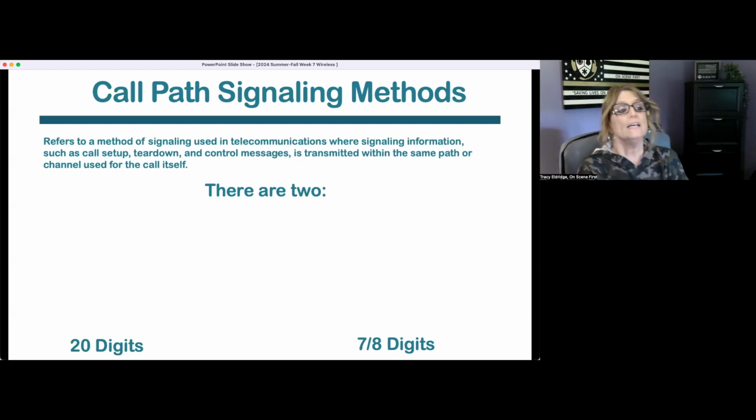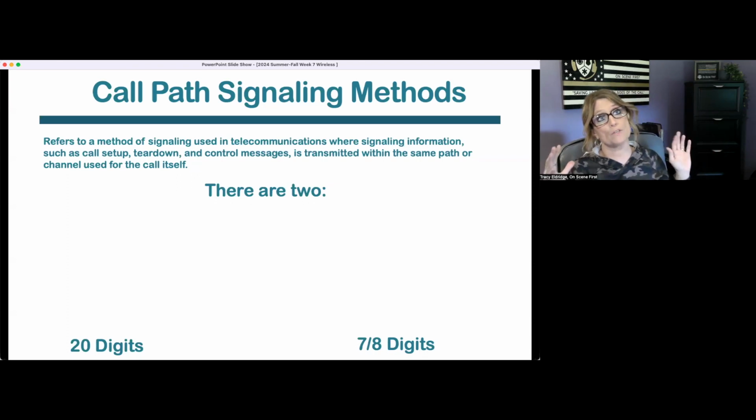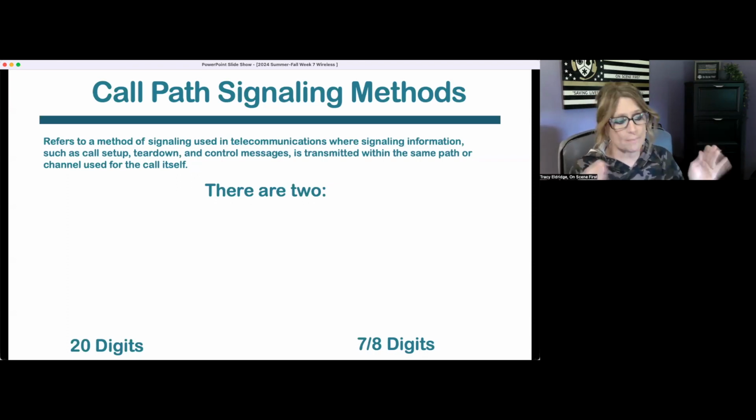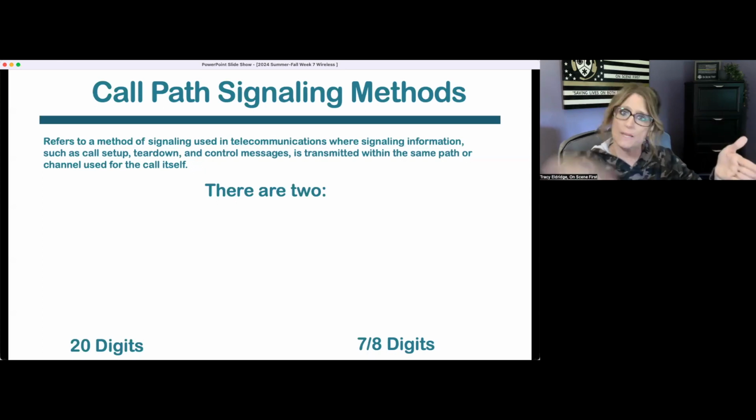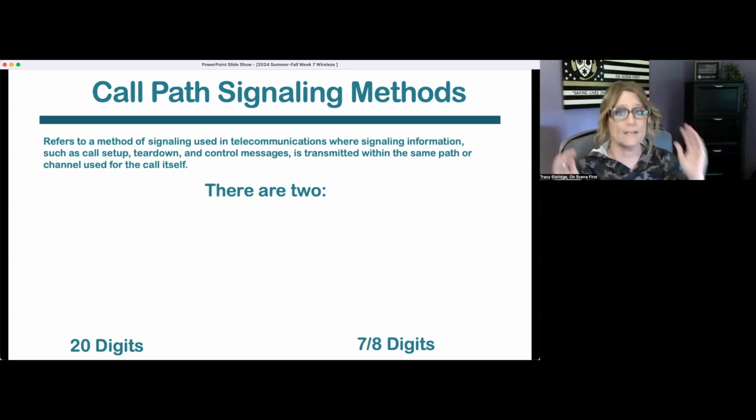It refers to the method of signaling used in telecommunications where signaling information such as call setup, teardown, and control messages is transmitted within the same path or channel used for the call itself. Now, I know that doesn't mean a whole lot, but you have to keep in mind when you're sending any type of voice or data, depending on how that call is being sent, they may be going down the same path or they may actually have to take an alternate path. The voice can go one place, the data can go another way, etc.